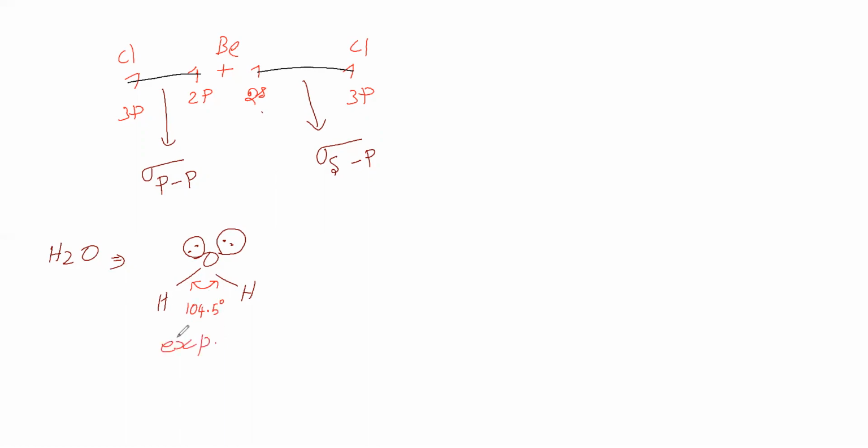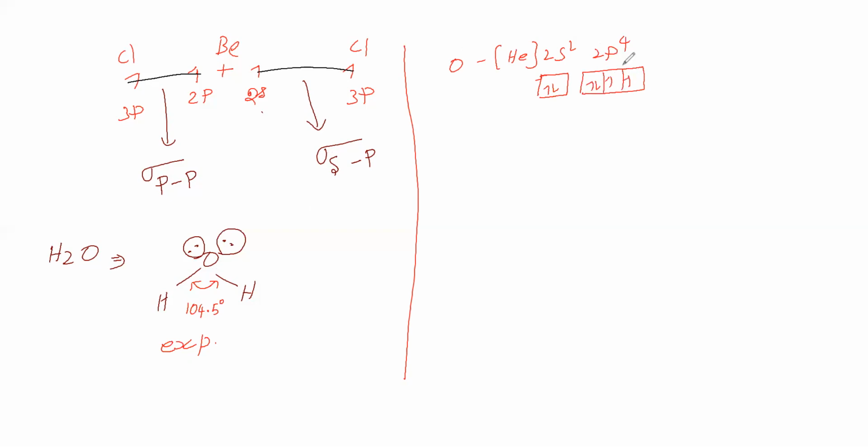Now, is this experimental result explained by the pure orbital overlapping concept or not? That we will see. Now we will consider the pure orbital overlapping concept. Here the central atom is oxygen, whose electronic configuration is helium 2s2 2p4. So 2s contains one orbital with 2 electrons. 2p contains 3 orbitals with 4 electrons.